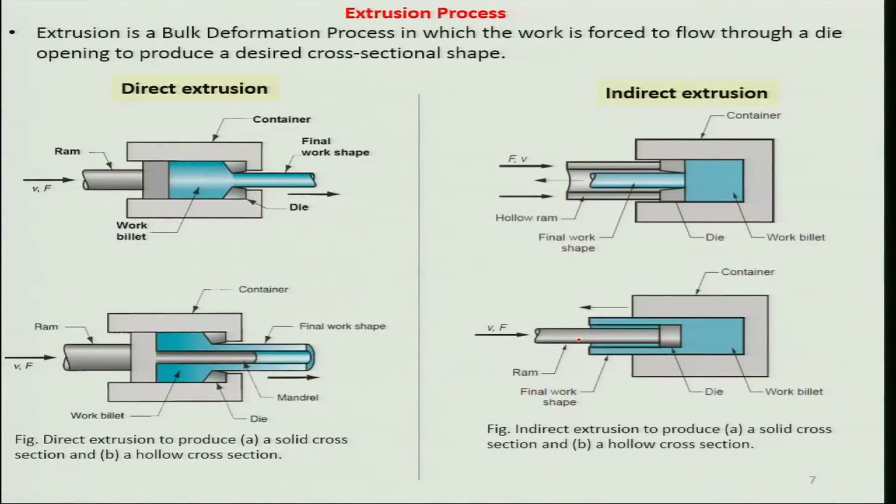There are other processes, particularly extrusion. It's a bulk deformation process in which the work is forced to flow through a die opening. You can produce desired cross sectional shapes. There are different kinds of extrusions, for example direct extrusion here or indirect. As you are seeing here in this direct extrusion case, there is a direct forming being incorporated by pressing a work billet through a small orifice available in this particular die to generate the final work shape.